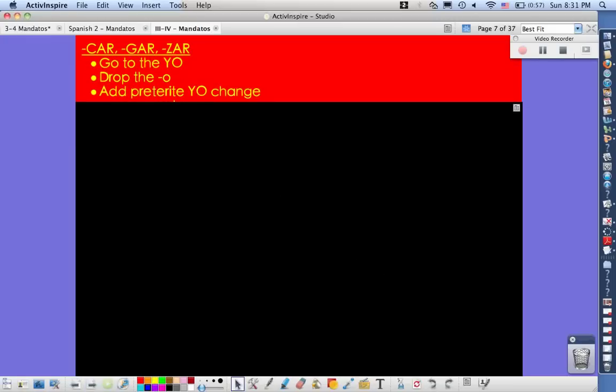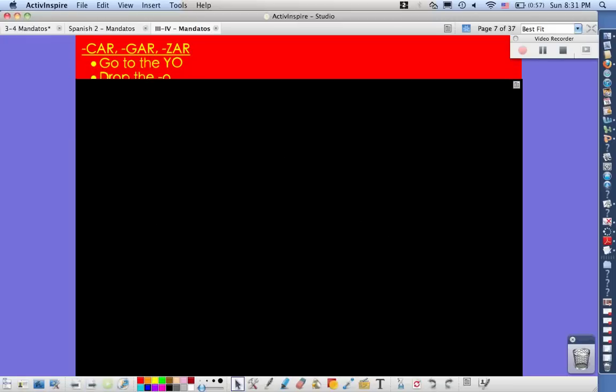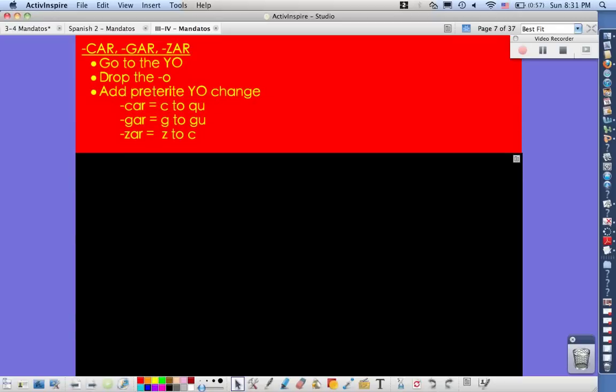Of course, we have car, gar, zar. With these, you're going to go to the yo form, drop the o, and then add your preterite yo change. So just like in the yo form in the preterite tense, car changes from C to QU, gar changes from G to GU, and zar changes from Z to C.